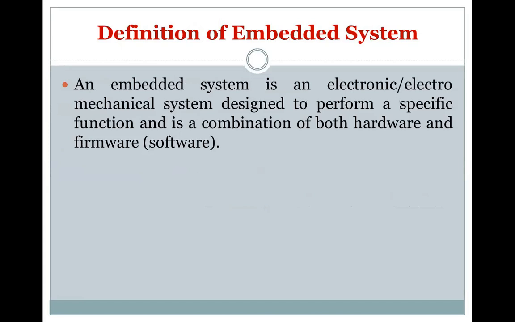Strictly speaking, the embedded system definition according to Shibu KV textbook: an embedded system is an electronic electromechanical system designed to perform a specific function and is a combination of both hardware and firmware or software.